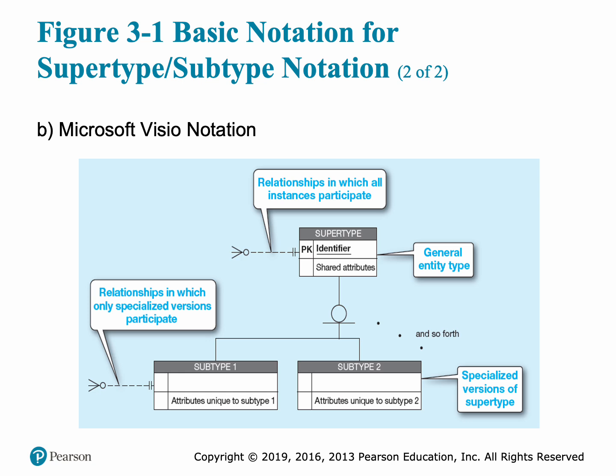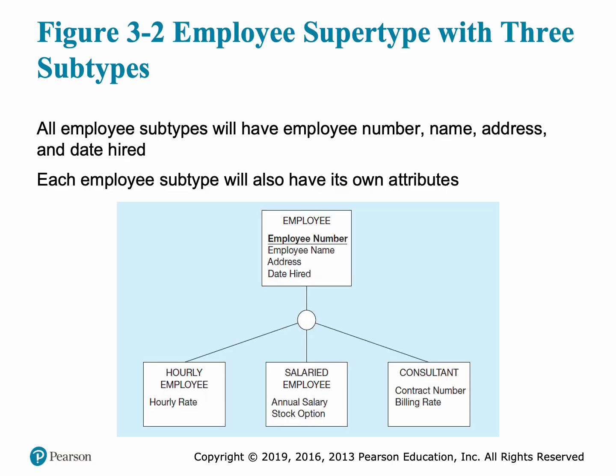Basic notation for supertype and subtype notations. The primary key, or PK, is an identifier of a shared attribute, and then that primary key can roll in as a foreign key in subtype 1, subtype 2, and the list can go on. These are the Microsoft Visio notations.